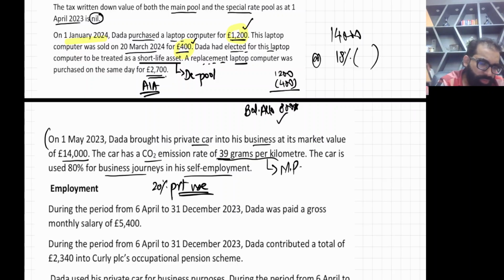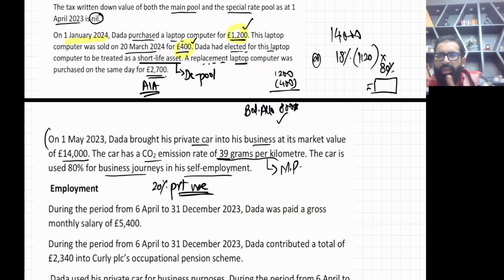Let me do a rough working for you. 14,000 multiplied by 8% is 1120, and now you will only claim 80% allowance on it. As the accounting period is a complete 12 months, you don't need to apportion any allowance in this case.